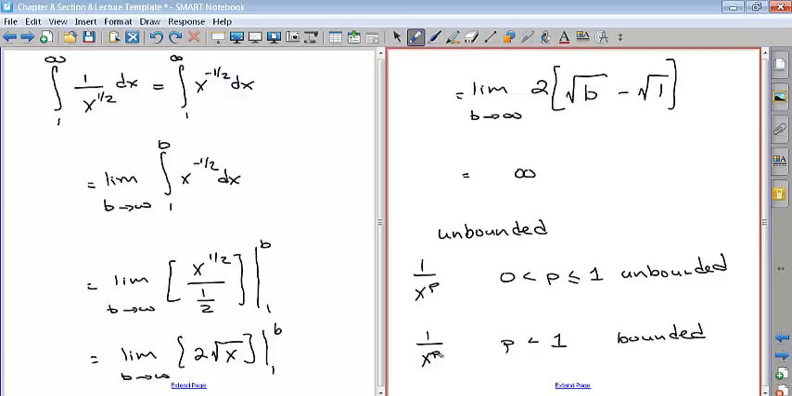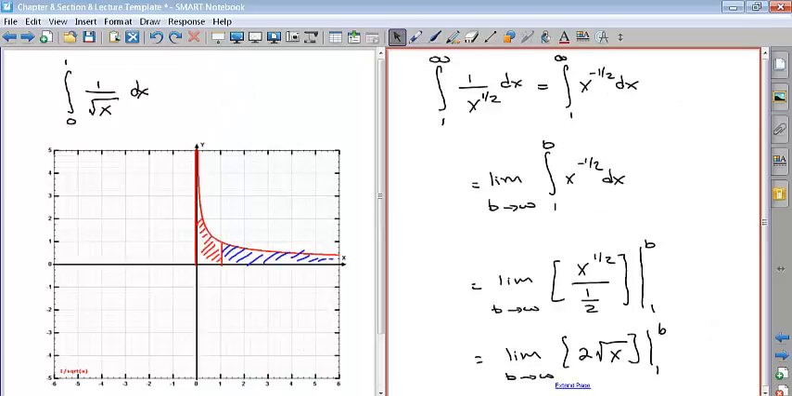So our first case was p equals 2, and it was bounded. But p equals 1 is where, if p equals 1, it doesn't work. If p equals 1.000001, it's going to work. P equals 0.99999 is going to not work.